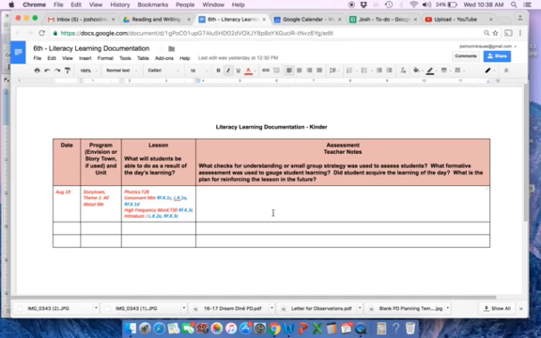So a very simple form, just to make sure that we're documenting the learning, that we can improve on the learning, and so we're organizing our various resources.